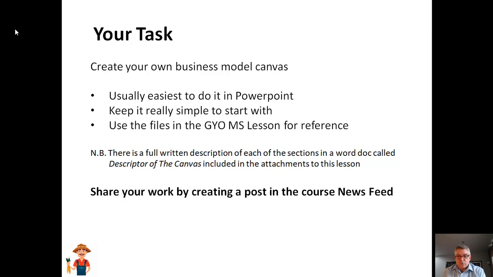Because as you know, we're on a BizMorang course here, and this is all about us learning together. So with that in mind, when you've produced your first business model canvas, share it in the course newsfeed and actively look for comment. There's no such thing as a wrong answer here, but feedback is always very, very useful.